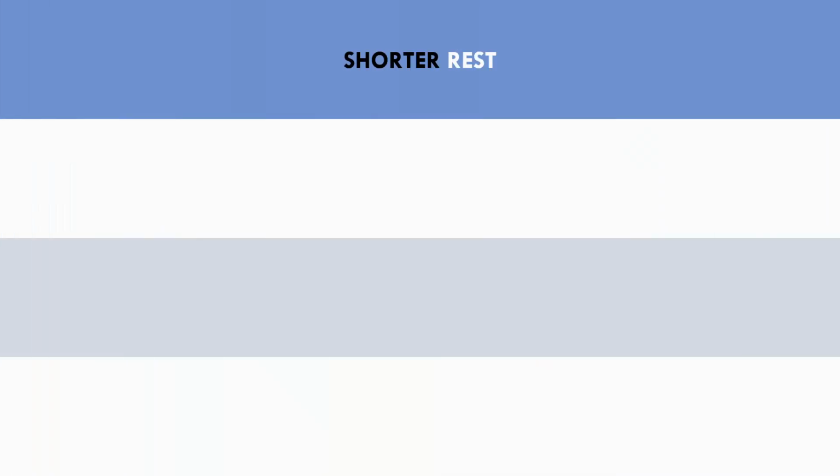And the last training variable we will cover in this video is the influence of interset rest on hypertrophy. Interset rest refers to how much time a trainee rests between sets of an exercise. Shorter and longer rest periods have distinct advantages and limitations. Shorter rest periods reduce recovery ability, meaning that the following set will have a more significant drop in performance.